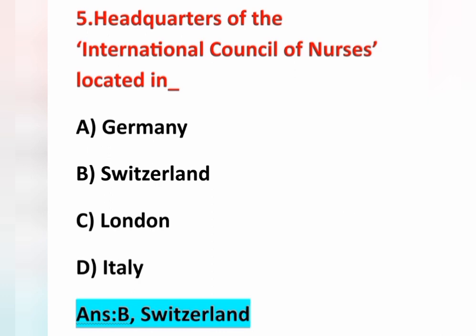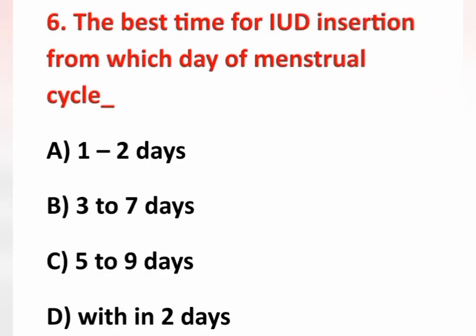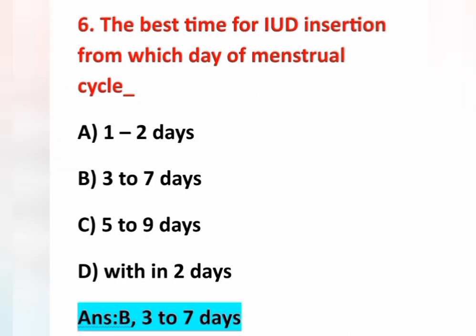It was the first international organization for healthcare professionals. Sixth question: the best time for IUD insertion is from which day of the menstrual cycle? Options are option A 1 to 2 days, option B 3 to 7 days, option C 5 to 9 days, option D within 2 days. The answer is 3 to 7 days of the menstrual cycle. That is the correct answer.